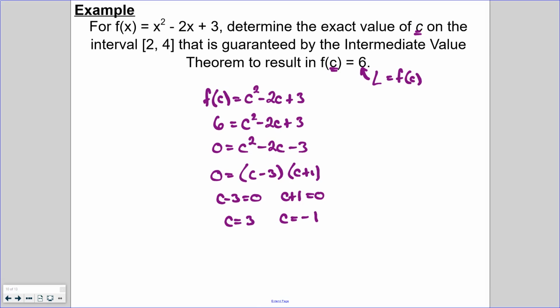But you might be asking yourself, why hasn't he boxed those in yet? Aren't these the solutions? And yes and no. Yes, they're the solutions, but we need to check if they are both solutions. Because remember, according to the mean value theorem, c has to be in between 2 and 4. And if we look at our c values, c equals 3 is in between 2 and 4, but negative 1 is not. So, yes, negative 1 would give us an L value of 6, but that particular c value is not guaranteed by the intermediate value theorem, so we cannot list it as a solution.